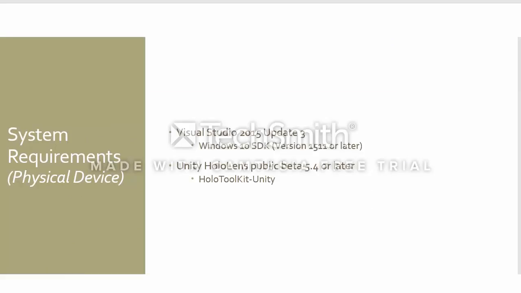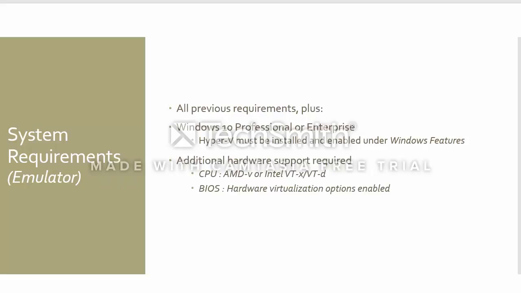So if you have access to the physical HoloLens, you will only need to install Visual Studio 2015, Update 3, along with the Windows 10 SDK, and Unity Public Beta 5.4 or later. Additionally, for future development, it would be best if you also grab Microsoft's Holo Toolkit, which is available on the GitHub. Now, if you don't have access to the physical device, and you need to run the system in an emulator, then there are a few more requirements.